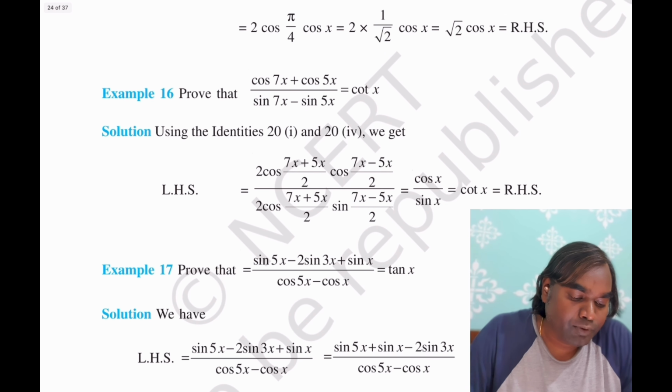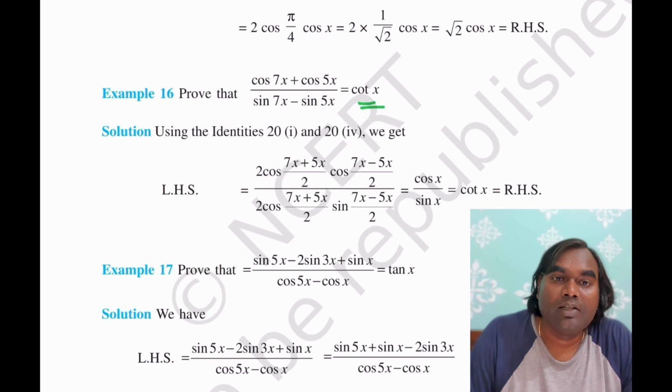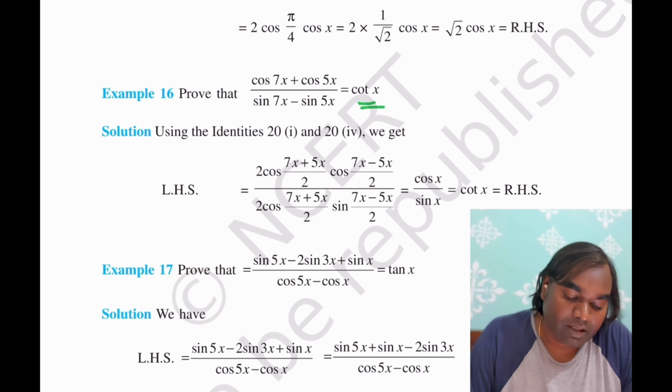Now prove that (cos 7x + cos 5x)/(sin 7x - sin 5x) is equal to cot x. So you will use the identity cos x plus cos y is equal to 2 cos((x+y)/2) into cos((x-y)/2). Similarly, sin x minus sin y will be 2 cos((x+y)/2) into sin((x-y)/2). After simplification you will get cos x by sin x, which is equal to cot x.